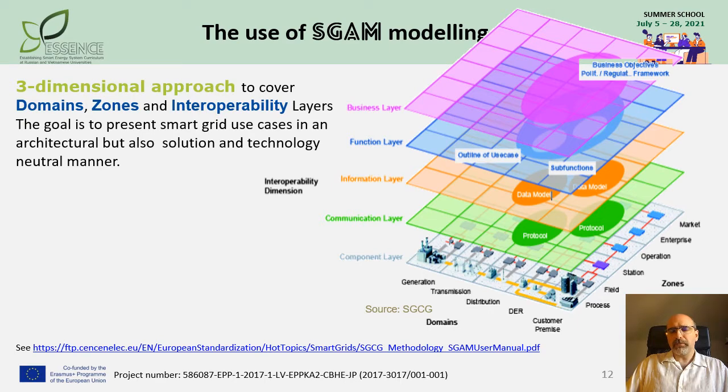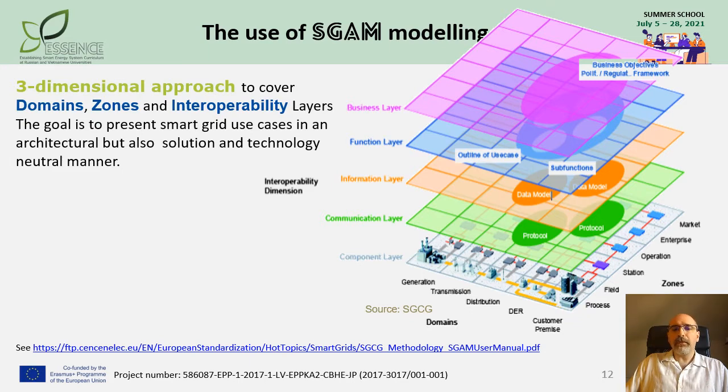In order to make sure that the smart energy system will become a reality, you need to put together engineers and scientists coming from different fields and make sure that they understand each other. That's why the Smart Grid Coordination Group created a few years ago, aside from the FinCENI project, a 3D approach to cover domains, zones, and interoperability layers. So in fact, these are 3 different axes that make sure that you are presenting any kind of smart grid use case in an architectural, but also solution and technology neutral manner.